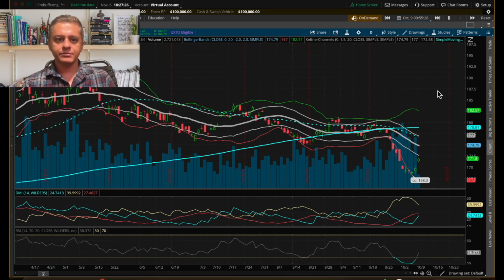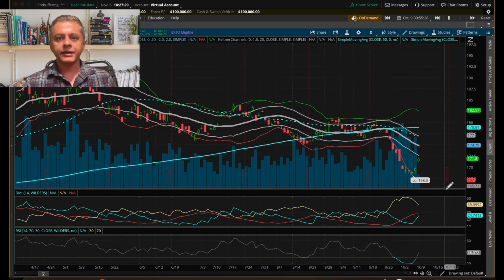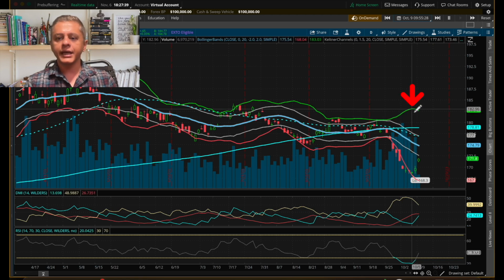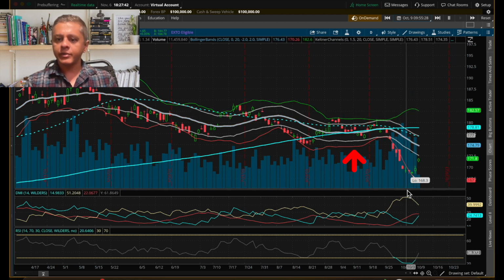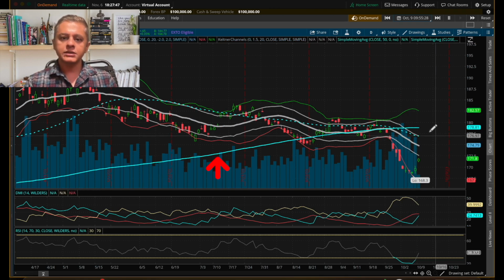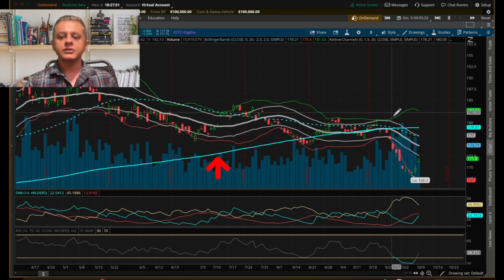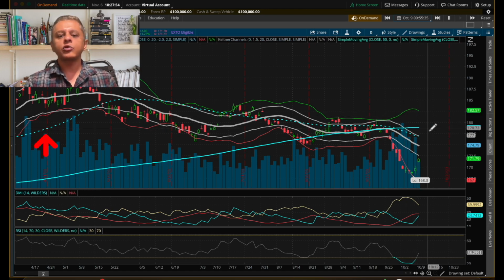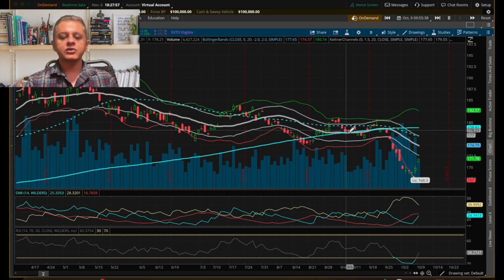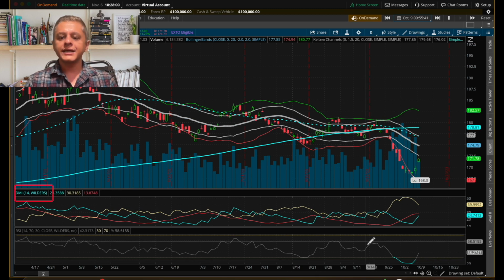Okay, so this is my chart setup, and I have explained in great detail in my book what you are seeing here. So you have the usual indicators that I use. The green and red lines are Bollinger Bands, the 3 gray lines are Keltner channels, this long solid blue line is a 200-day moving average, and the dotted blue line is a 50-day moving average. Finally, there are 2 indicators at the bottom. One is called DMI, or Directional Movement Index, and then finally you have RSI, which is Relative Strength Index. So these are the only indicators I use.